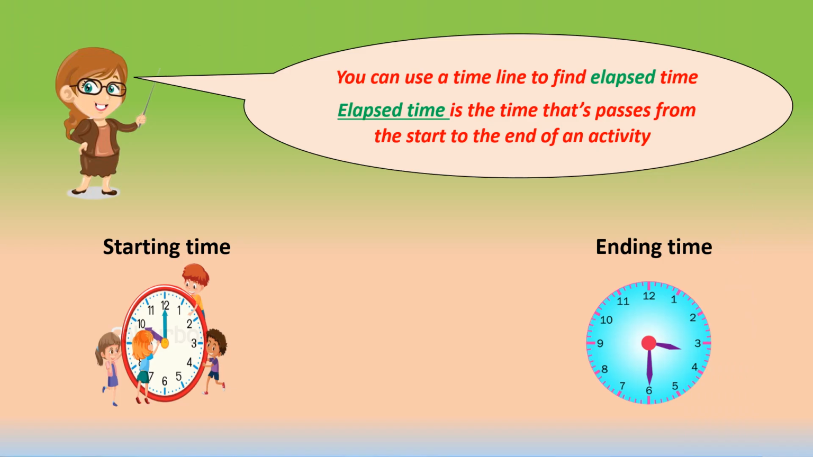You can use a timeline to find elapsed time. What is the meaning of elapsed time? It is the time that passes from the start point to the end of an activity. I will take the starting time and calculate from the starting time to the ending time. I will see how many hours during this activity.